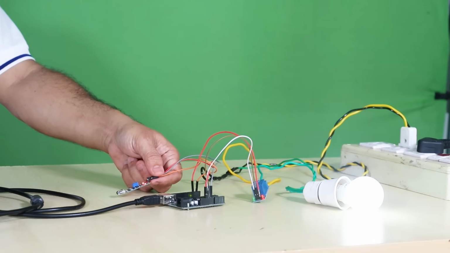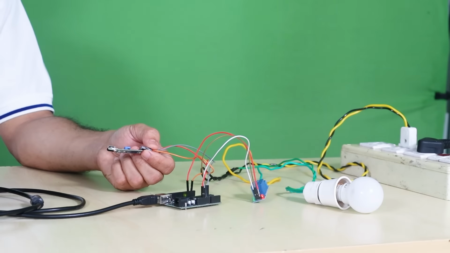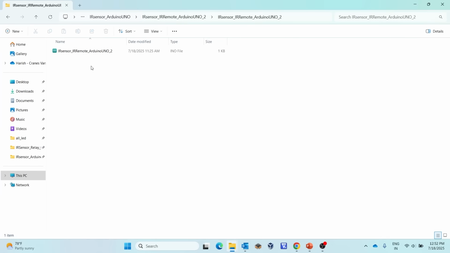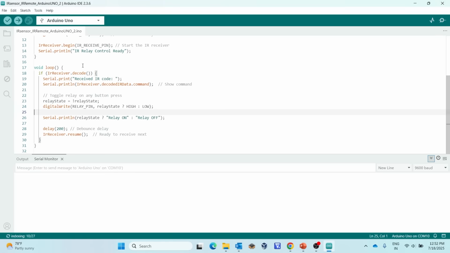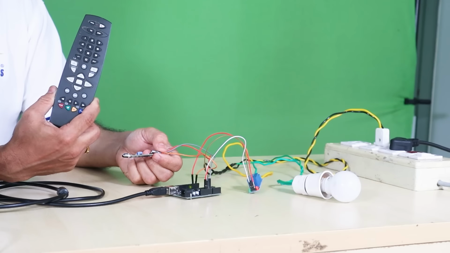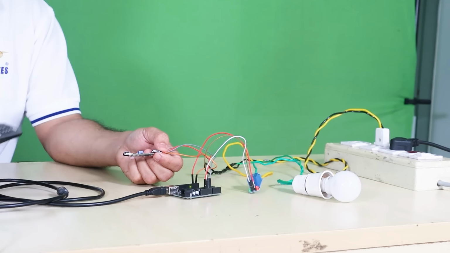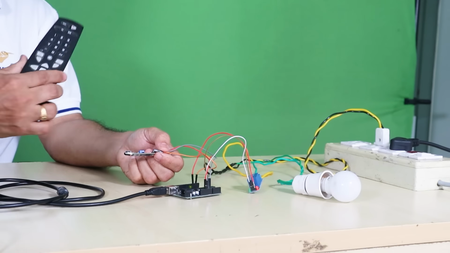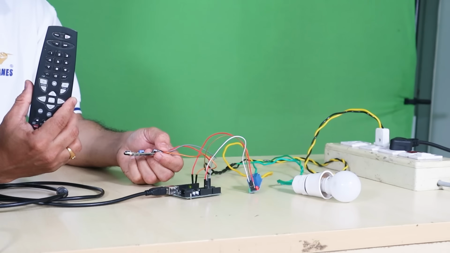Okay, let's quickly discuss the second case. Let's open the source code. So we have opened the source code. Our second case was, if I use an IR remote, instead of using my hand to turn on and off, let us use an IR remote to turn on the light.